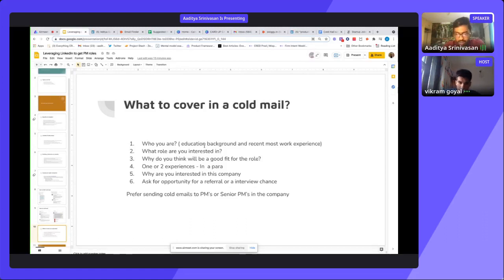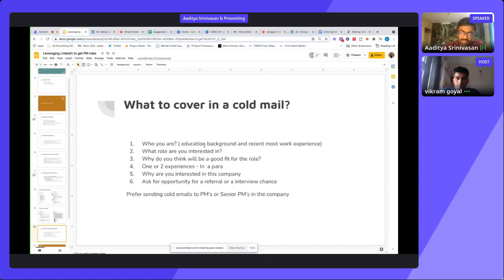Now, when you're sending a cold mail, it is always preferred for product management roles to mail the PM or senior PM itself, because they are the best judge of your skills. Mailing a recruiter might not always be fruitful, because if you're sending a product deck or a resume, recruiters will obviously get a high level view of your resume but cannot judge you based on your full skills. So it is always best to mail a senior PM or a PM.